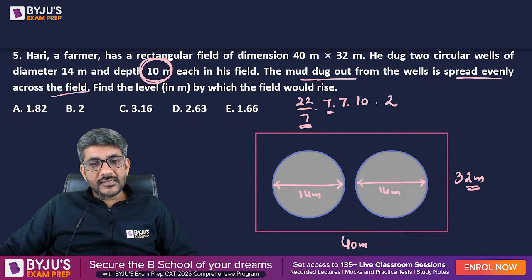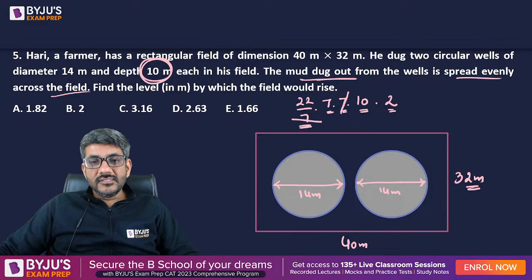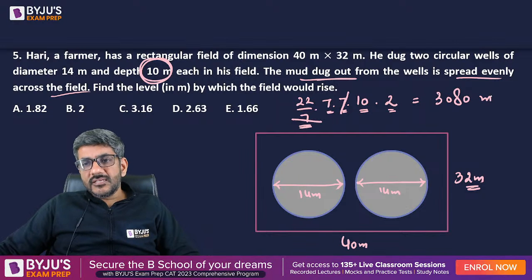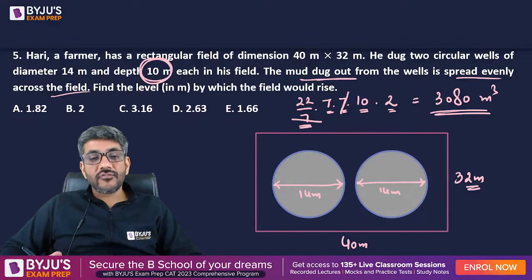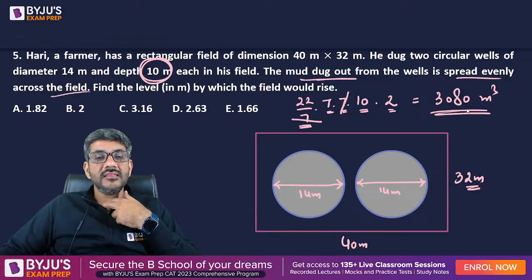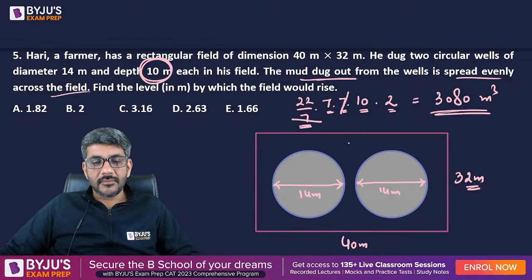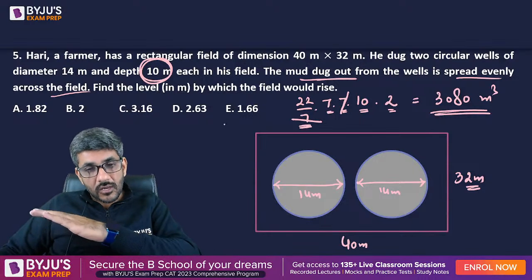Pi r square h is 10, and there are two wells, so we doubled it. 7 cancels out with 7. I get 154 into 2, that is 308 into 10. So 3080 meter cubed is the quantity of mud that will be dug out from these wells. We have to spread it across the field now.